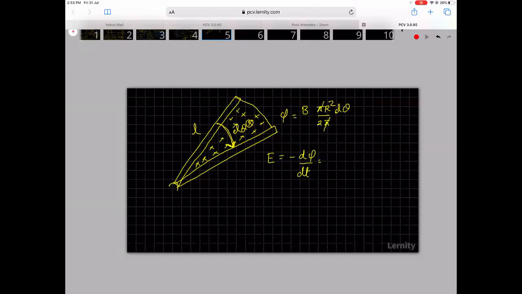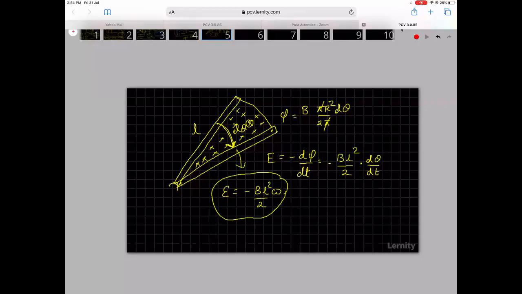So pi will get cancelled. It will become B L squared by 2 into d theta by dt. d theta by dt is omega. So the EMF induced will become minus B L squared by 2 into omega. So the EMF induced between its ends will be that much.